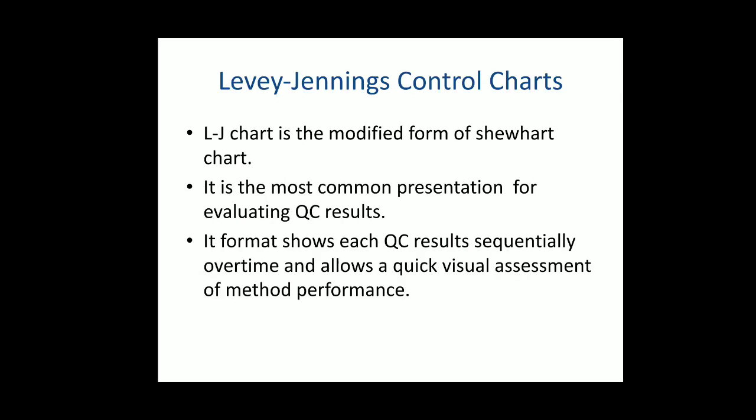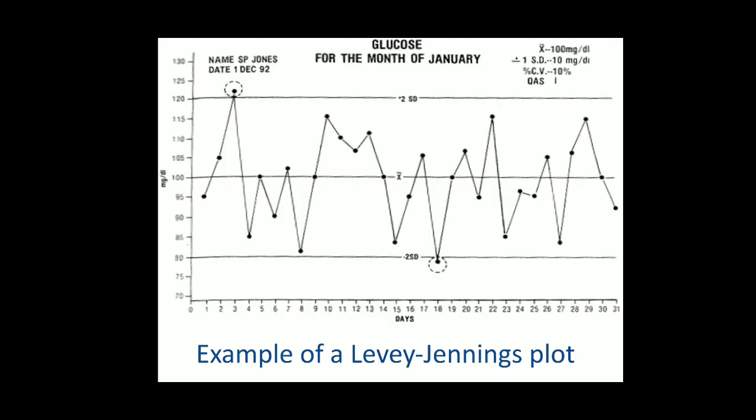The LJ chart is a chart used to evaluate the QC results, and this is the Levey-Jennings chart. See here, the mean value is 100. On the first day when the QC is done, it is 95. Next day it is 105. Next it is here, 120, then 85, then again 100, then 90, then more than 100, then nearing 80, then again 100. All these variations are there, from day 1 to day 31, meaning the whole month's QC is shown here. This is the QC chart of glucose.